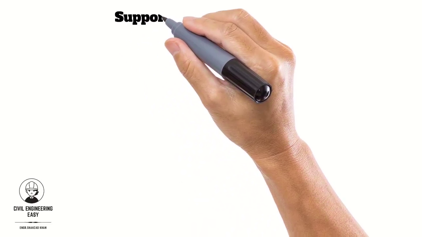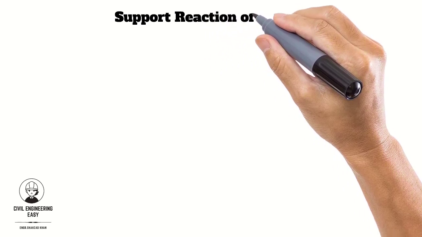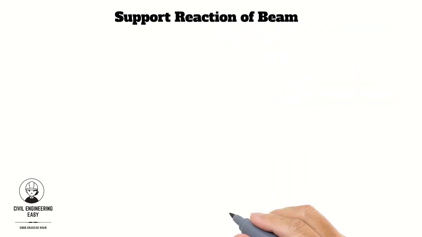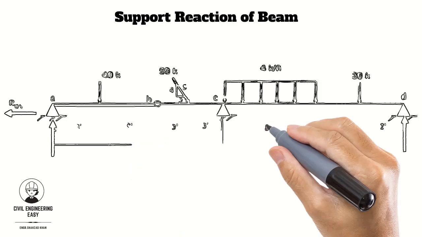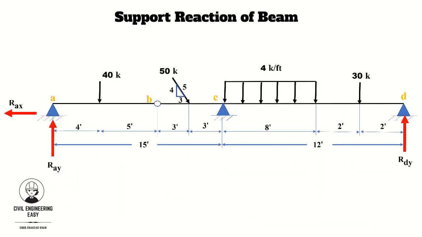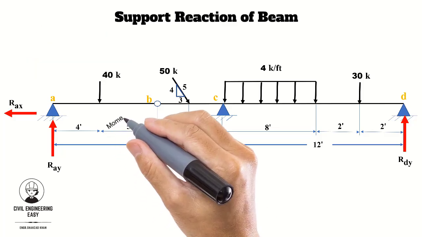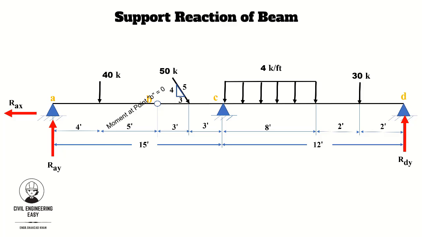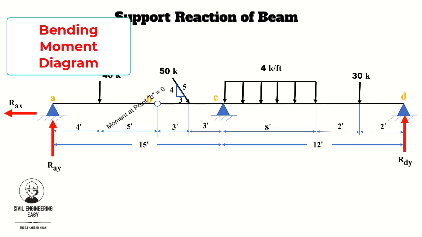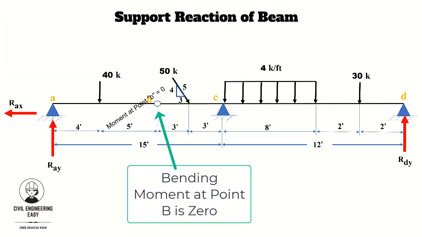Today I am going to be talking about how to find out the support reactions of a beam. Consider a beam resting on three supports, that is, continuous or intermediate supports, and this beam has an internal hinge at point B. In case of an internally hinged beam, the moment at point B will be equal to 0. Whenever you are drawing the bending moment diagram of this beam, the value of the bending moment at point B will be equal to 0.